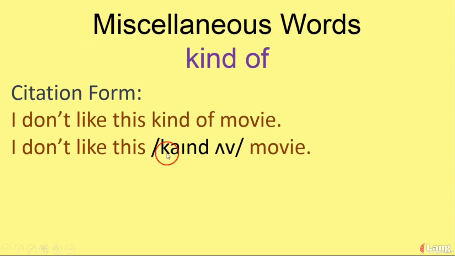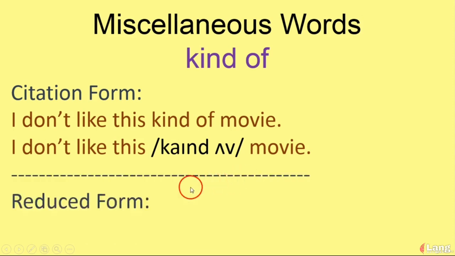In IPA, we have the letter K to sound like K. The A and the capital I give the sound I, and then we have ND. The upside down V, if you remember, sounds like uh, and then we have the letter V to make of, kind of. I don't like this kind of movie.